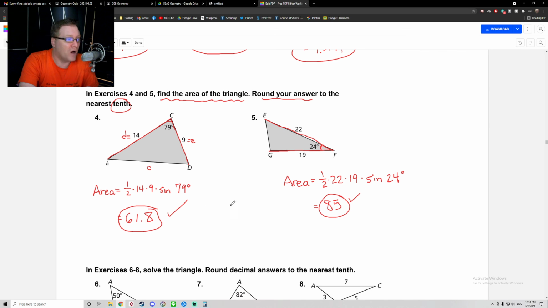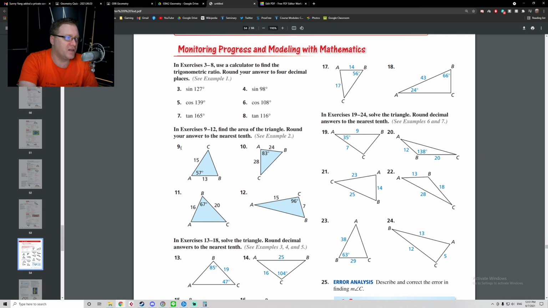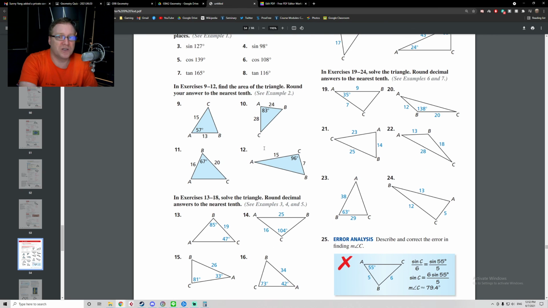Okay? All right. That's all we're going to do today. So your homework, it's on the post, but it's going to be number 3 through 12 here. So number 3 through 8, you just need to type this into a calculator and round your answer to 4 decimal places. Please follow directions. Round it to 4 decimal places. Okay? Do that, and then number 9 through 12, you need to find the area. And for all of these, they give you the side, and the angle between the two sides. So you can use the area formula.